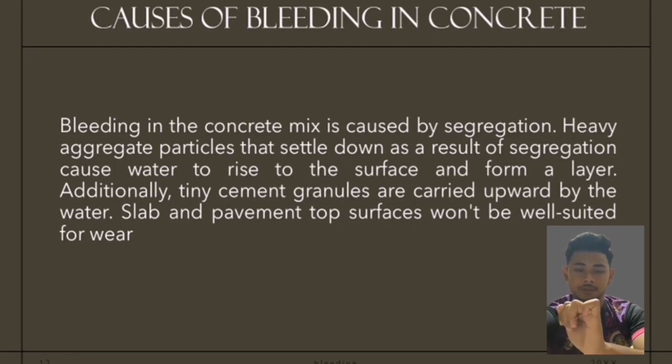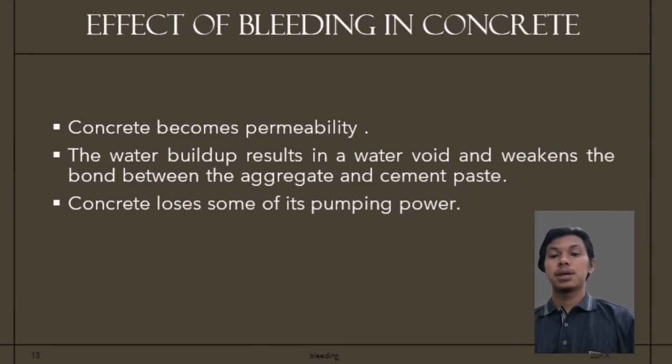When the water to cement ratio is larger, bleeding on the surface of concrete will occur more frequently. The amount of fine aggregate and the type of cement used both have a significant impact on the rate of bleeding. Concrete becomes permeable as a result of bleeding. In addition, while the bleeding process continues, the water buildup results in water voids and weakens the bond between aggregate and cement paste. Concrete loses some of its pumping power as a result of bleeding, and it can alter the water to cement ratio at the top.